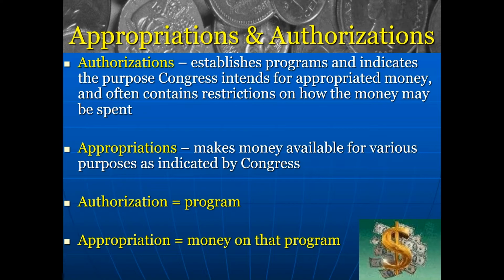Appropriations and authorizations. The definitions for these are as follows. Authorizations establishes programs and indicates the purpose Congress intends for appropriated money and often contains restrictions on how the money may be spent. Appropriations makes money available for various purposes as indicated by Congress. So authorization equals program, appropriations equals money on that program.